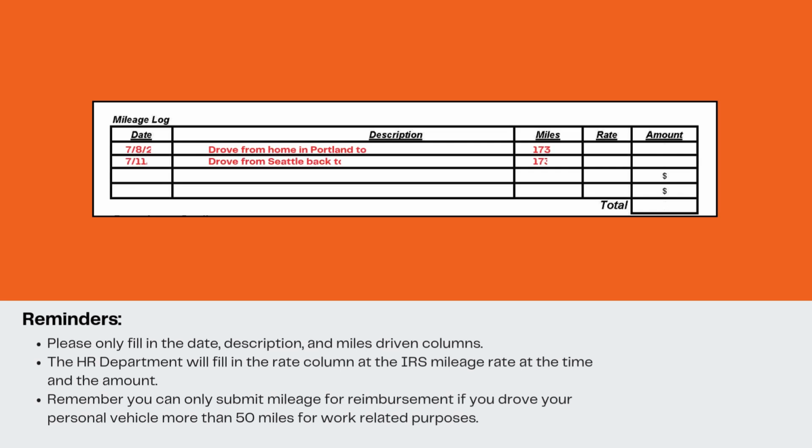John put the date for each day he drove his vehicle over 50 miles. For July 8th, in the description, he noted that he drove his vehicle from Portland to Seattle for training, which was a total of 173.8 miles. On July 11th, John put that he drove his vehicle from Seattle back home to Portland after training for another total of 173.8 miles.